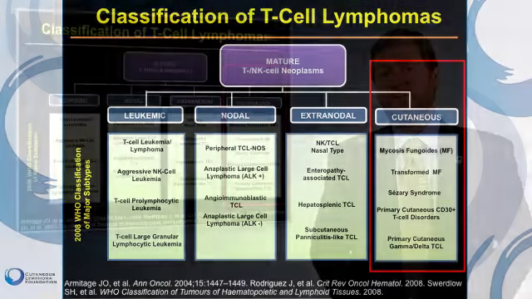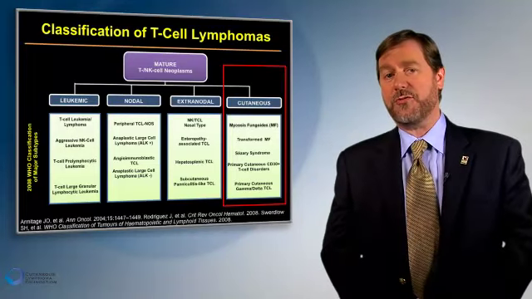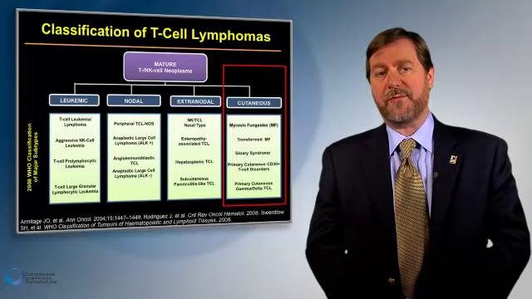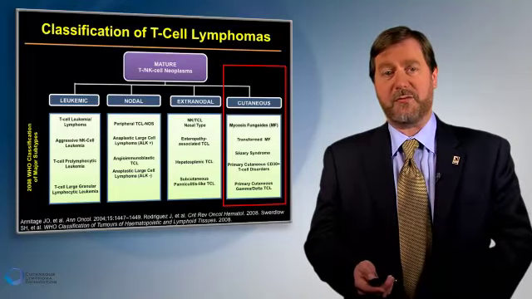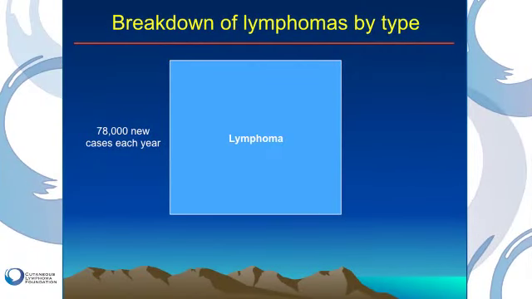The fact that the skin lymphomas are classified as an independent category here shows that they are recognized as a very particular type of lymphoma with a different behavior from the other ones. This slide is going to give you a visual representation of the frequency of cutaneous lymphomas in the context of all the other types of lymphomas.